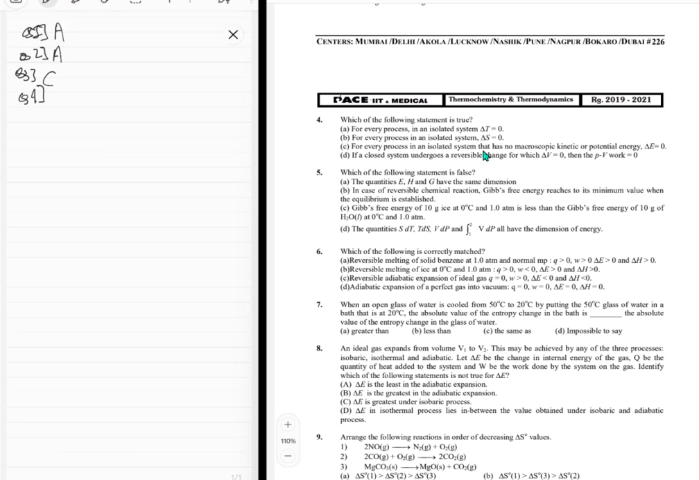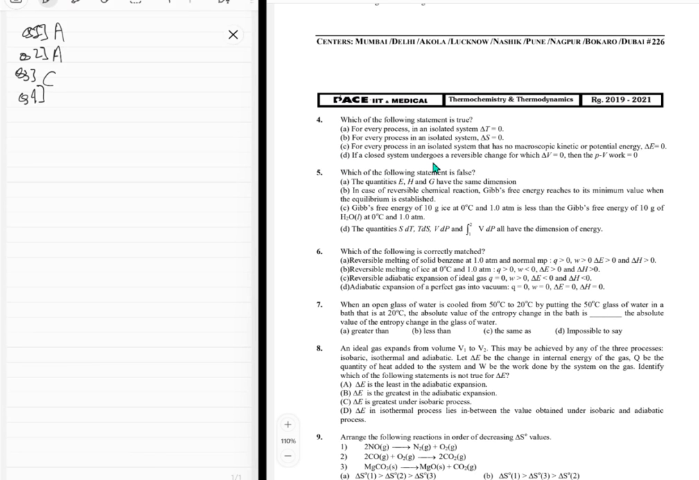For every process in an isolated system that has no macroscopic kinetic or potential energy, delta E is what? You mean energy change? Delta E is zero. Macroscopic kinetic or potential energy. What about the chemical energy? Is that not potential energy? And is that macroscopic at all? I don't think so. So C is weird. I don't know what it means.